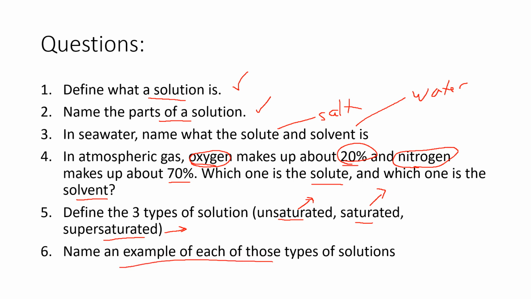So naming an example of each of these types of solutions, we could use those examples from that sweet tea example. Unsaturated, just a little bit of sugar in water. Saturated is you have all this sugar that some of it falls to the bottom. You can't dissolve any more. And then supersaturated is when you boil some water to get even more sugar dissolved in there. And then you cool it back down to a lower temperature so that more sugar is dissolved than you normally could have at that temperature.